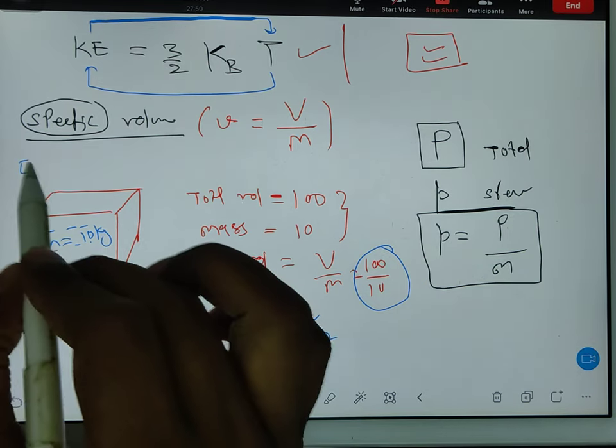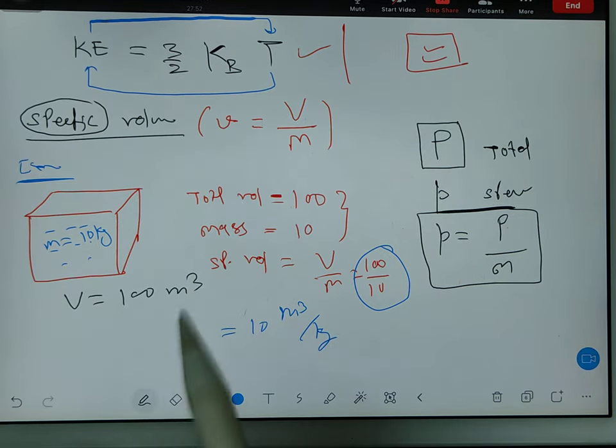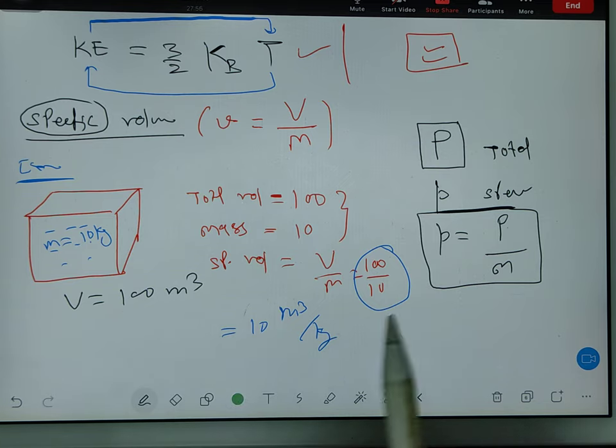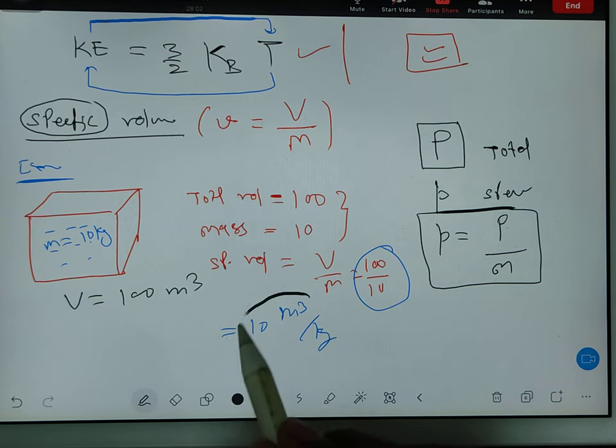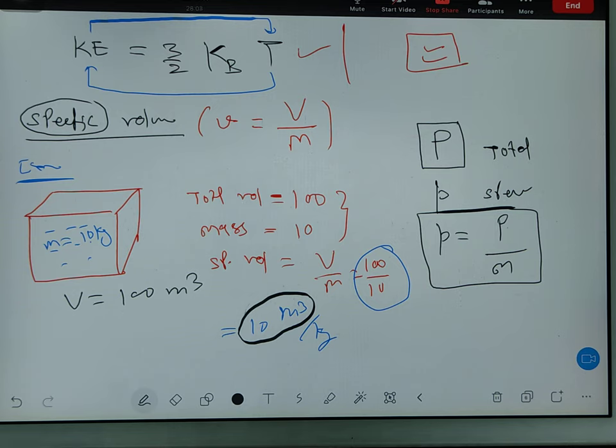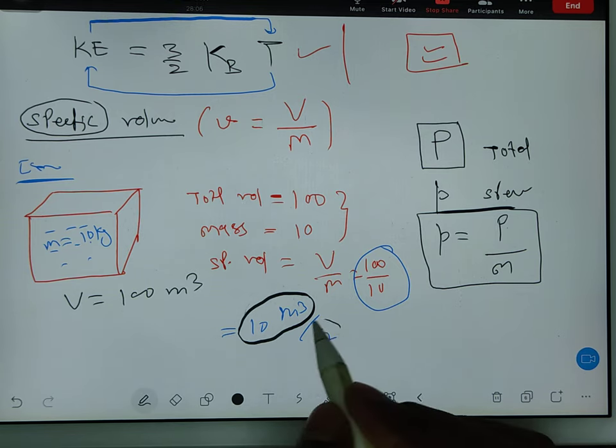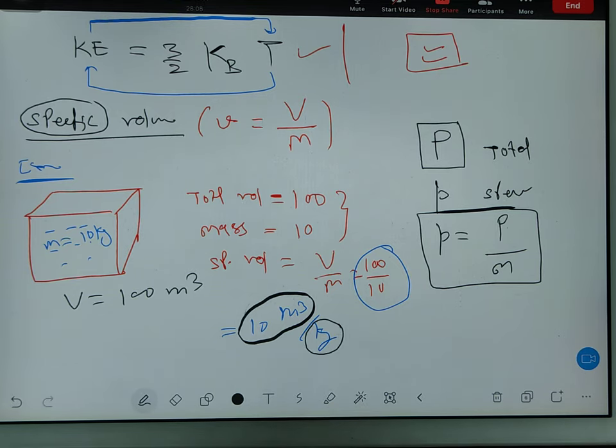So this is the best, easy example to understand the concept of specific volume. What is the meaning? The meaning is how much volume is occupied per kg of mass. That is the physical meaning. 10 meter cube volume is occupied by every single kg of gas, right?